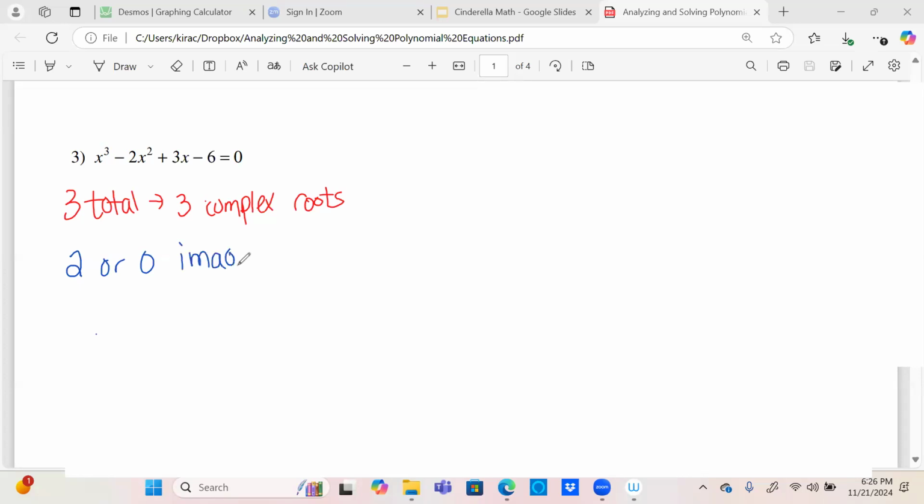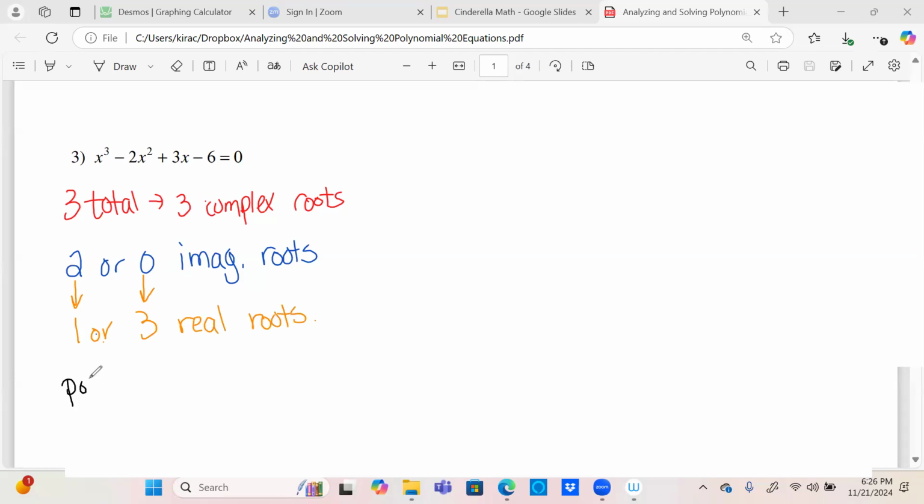Imaginary roots are always going to be even, and the biggest even number I can get in there is 2. Can't go up to 4, because this won't have 4 solutions. Okay, so if we have 2 imaginaries, that would leave 1 real. And if we have 0 imaginaries, that would leave 3, because again, this has to add up to 3. So those are our possibilities for real roots.